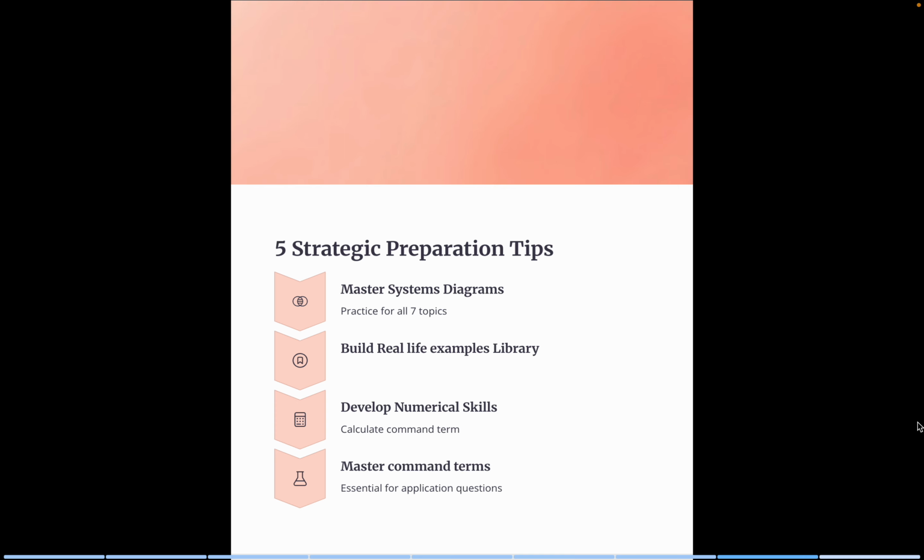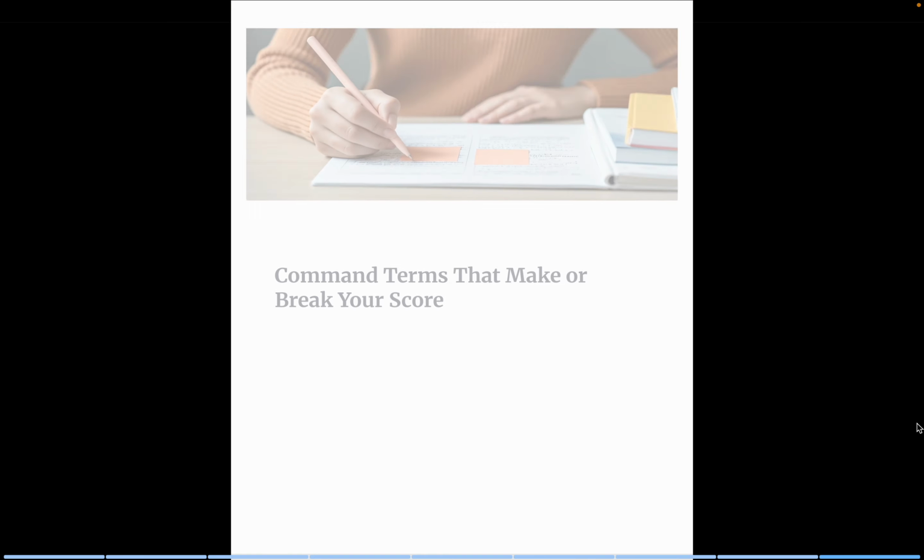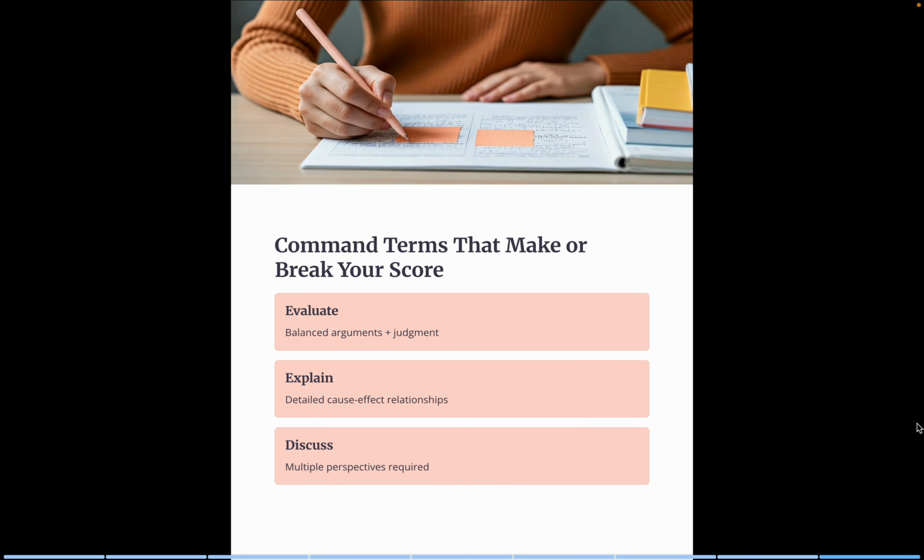Then the most important thing is you need to master the command terms, because all questions are going to be based on command terms. It is very important that you understand the command terms very well, because I have seen students struggling and not writing answers aligned with the command term. Sometimes even though they know the answer, it is not aligned with the command term asked, so they will not get marks. So it is important to master all the command terms. Command terms make or break your score.